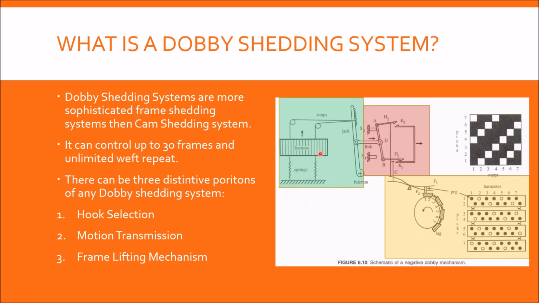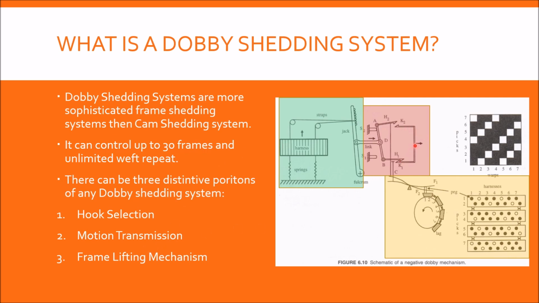So these are the three subsystems of any Dobby shedding system that work together. We will see that there are various variations. For example, single lift has only one hook. Double lift has two hooks. We can have a T lever for the motion transmission.